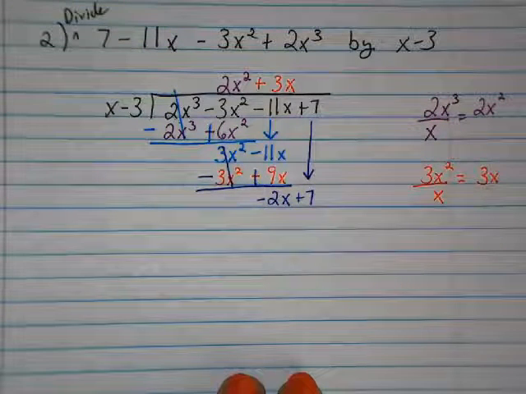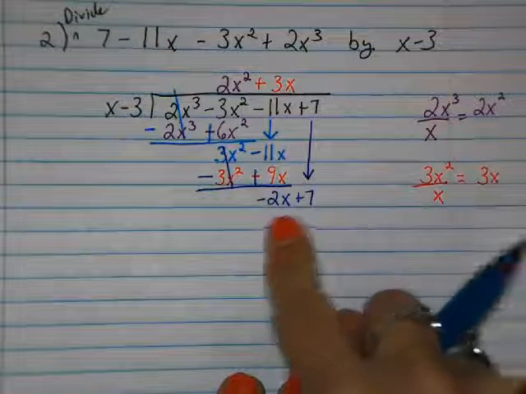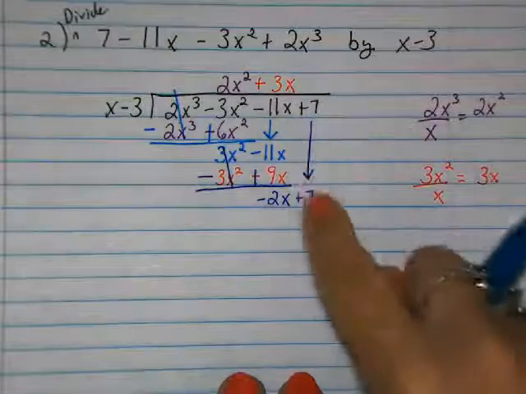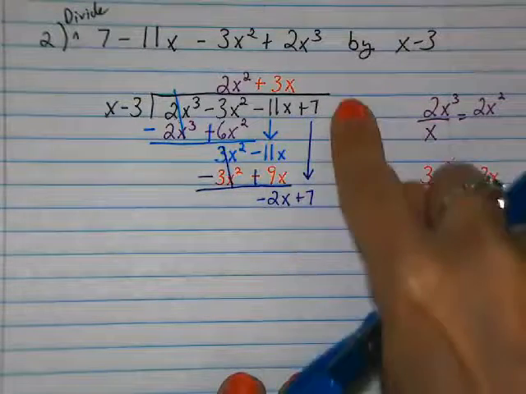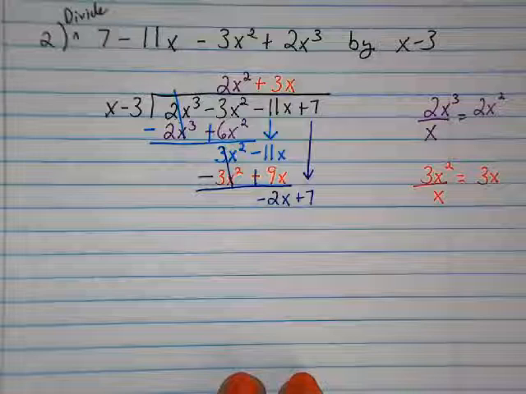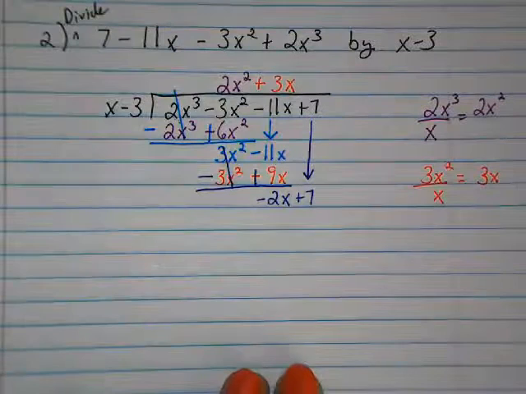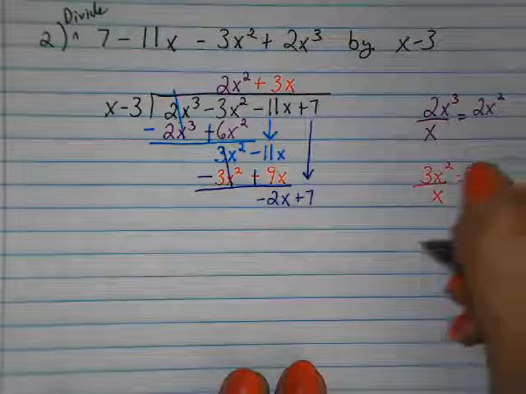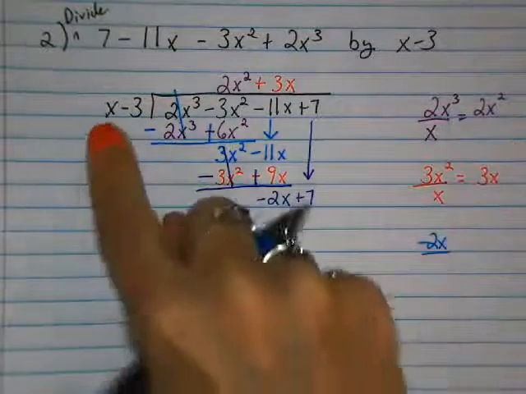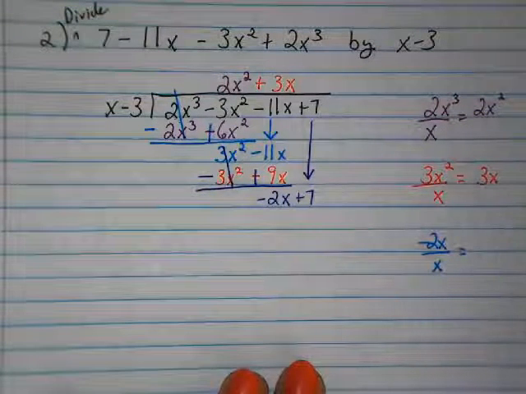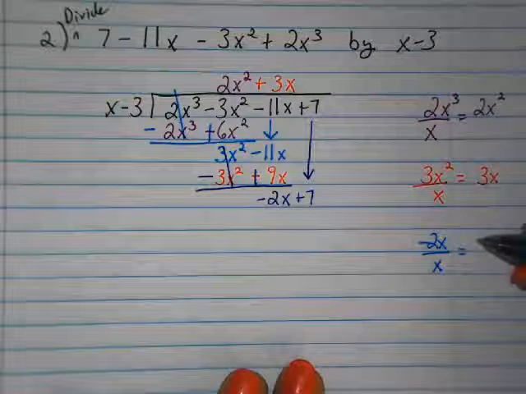Alright, you ready? Since we still have a term here, since we still brought something down, we're not done yet. You'll know you're done when you have nothing else to bring down. That's when you can decide if you have a remainder or not. Alright, let's do it all again. First term, negative 2x divided by first term x. So negative 2x divided by x is negative 2.